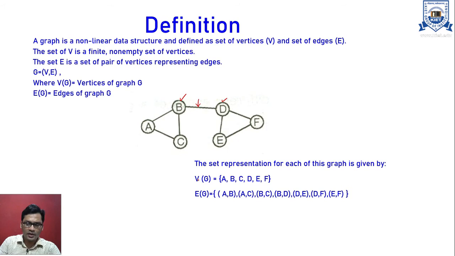So simple. In this diagram, A, B, C, D, E, F are the vertices, and AB is an edge. Similarly, AC is also an edge. So there are different edges and different sets of vertices, right?